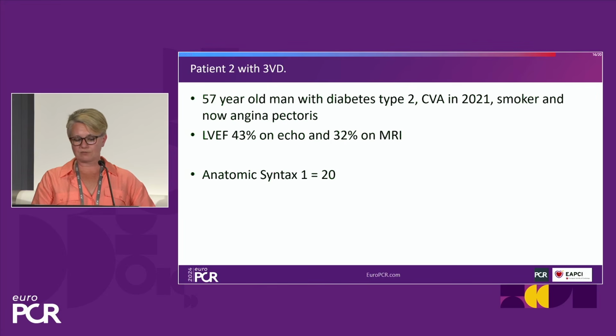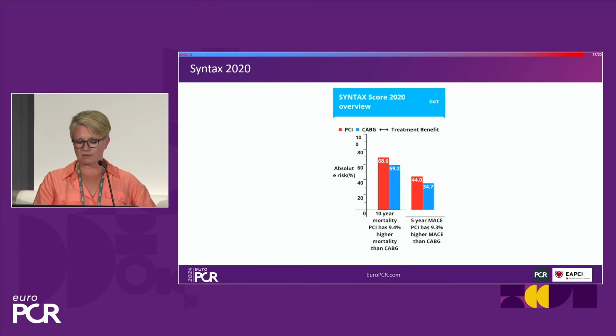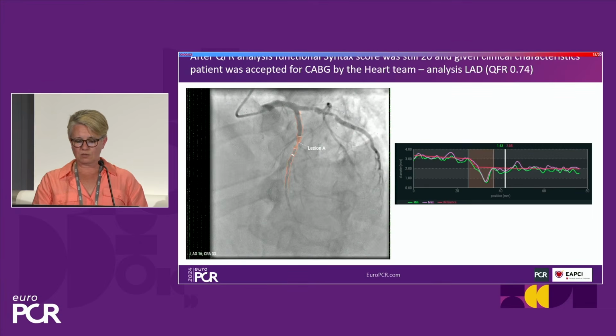And now the second patient is 57 years old, but has type 2 diabetes, CVA or stroke in 2021, smoker, mildly depressed ejection fraction, and severely depressed on MRI, and an anatomic SYNTAX score of 20. But given all the clinical features, he has much higher mortality with both procedures and slightly higher with PCI than with CABG.